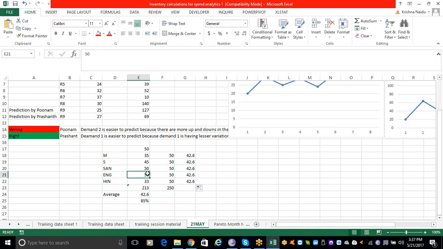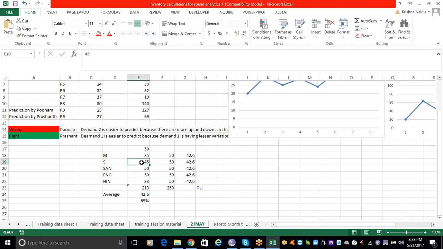English, I scored 50, but my average score is 42.6, so I'm scoring less than 50. Hindi, I scored 33. I have just passed, I think, right? 30 is the pass mark, 17 is failed. So 33, but my average says I'm scoring more than 33, 42.6. So in some subjects I scored less, but my average is telling I'm scoring more.